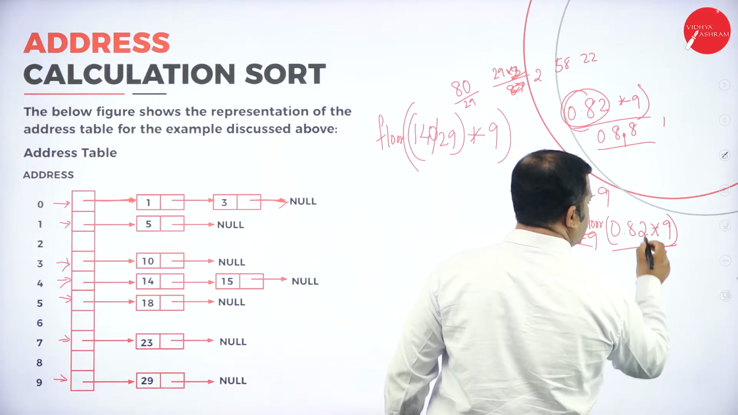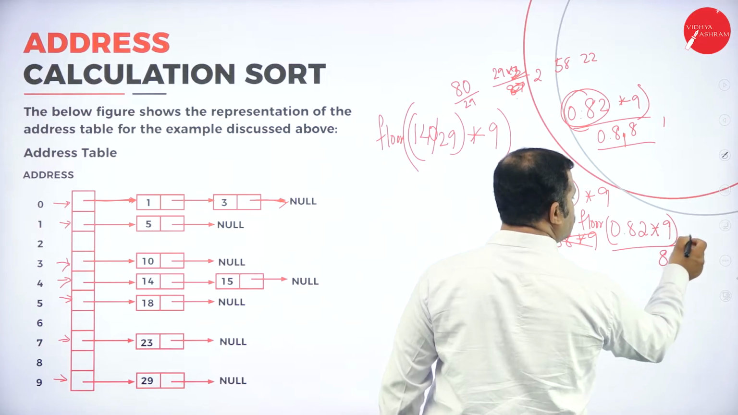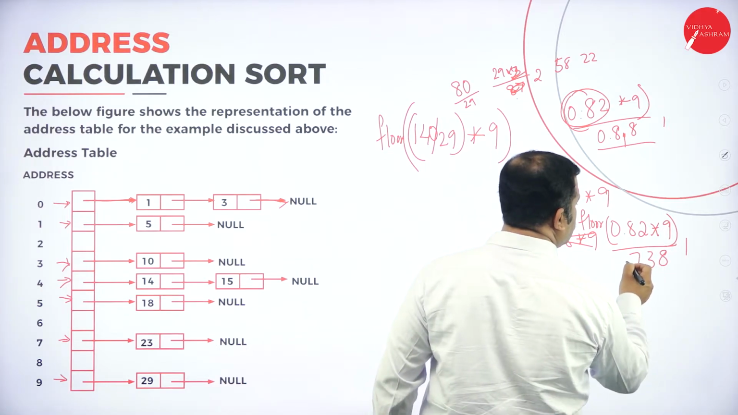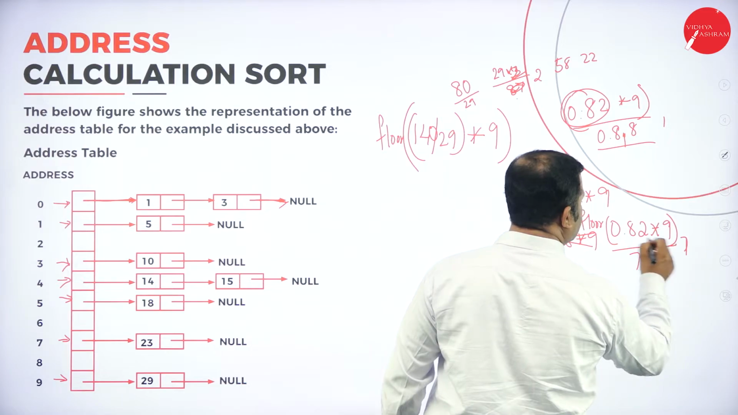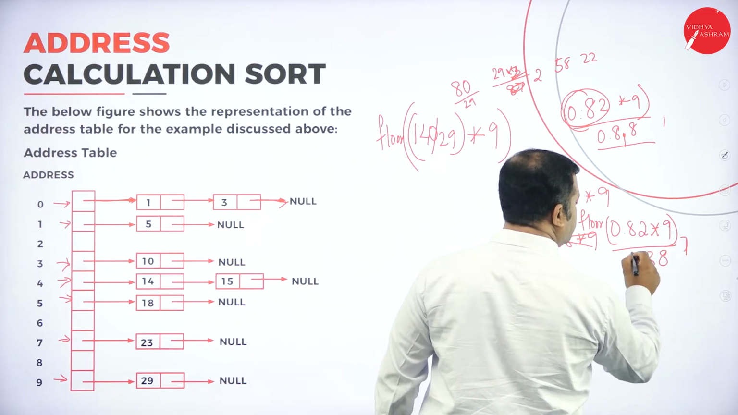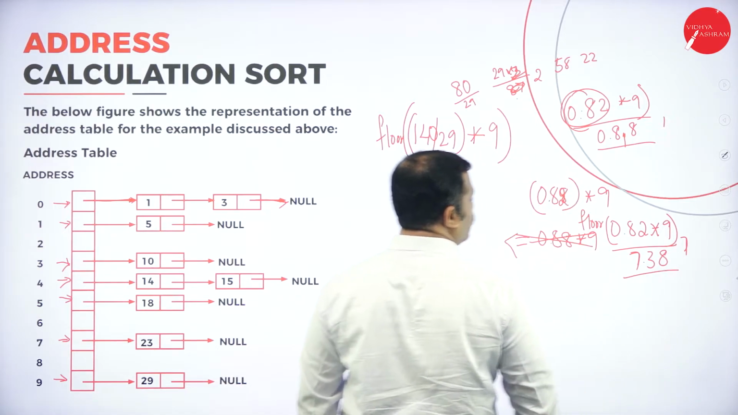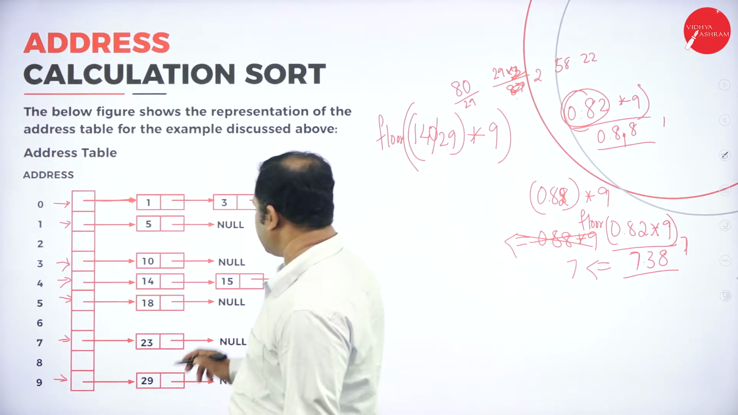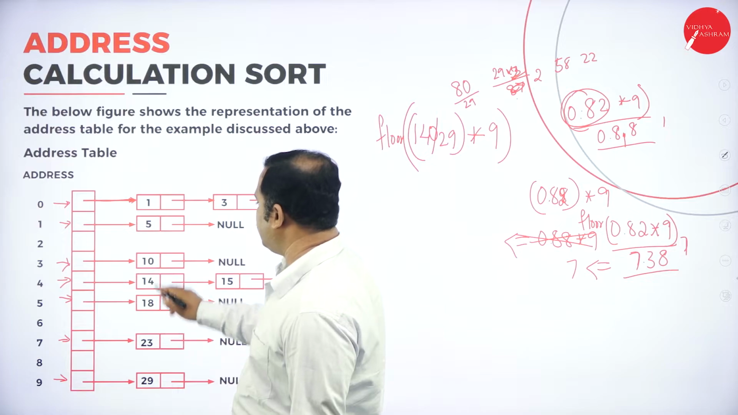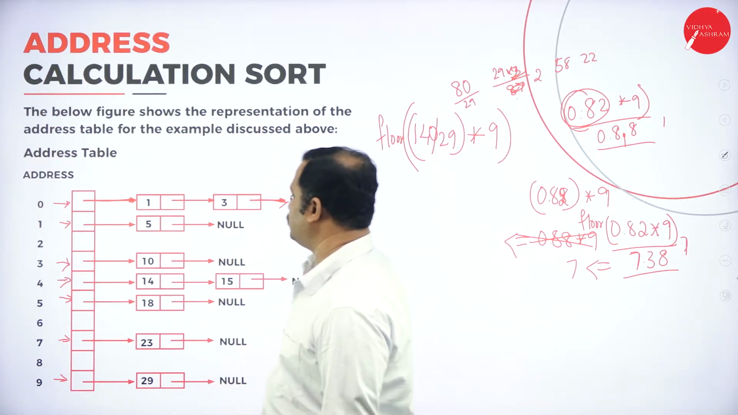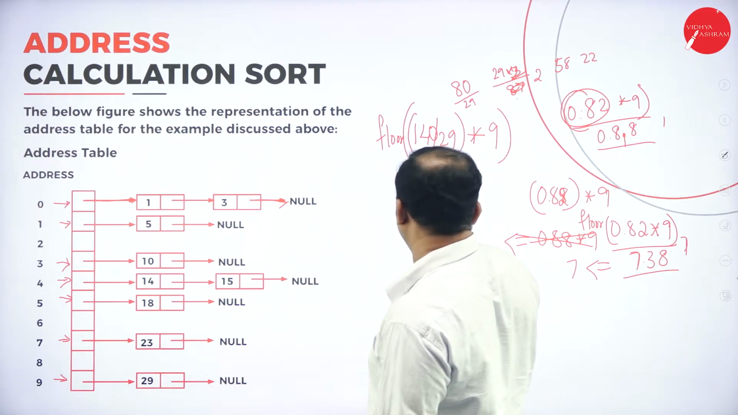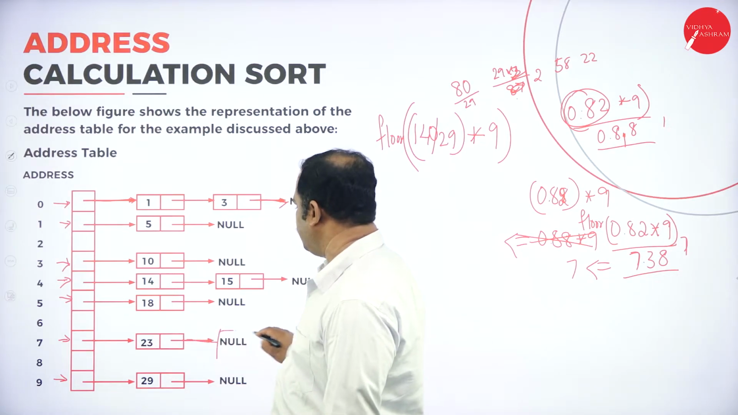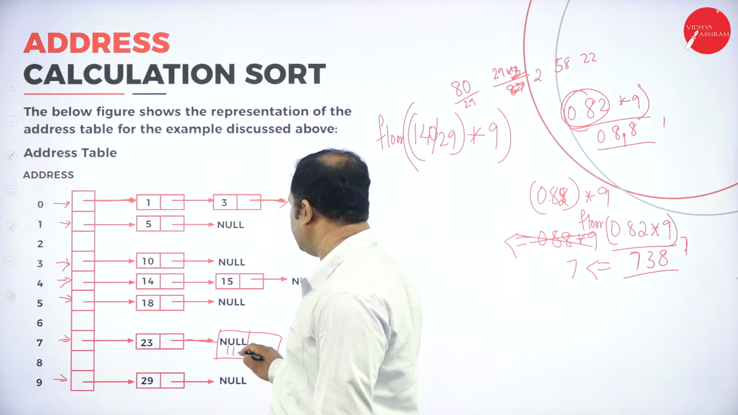0.82 times 9. 9 2s are 18, 1 carry. 8 9s are 72. 72 plus 1, 73. Again we have the value 73. 0 9s are 0 plus 7 means 7.38 is the value we get. The floor of that turns out to be 7. If that is the case, I have the value 14, which is assigned to this location, that is to the 14th location. But what is the floor of that I am getting here? 7. But already we have the value 23 here. So if I append it here, I'll get the value 14 here.